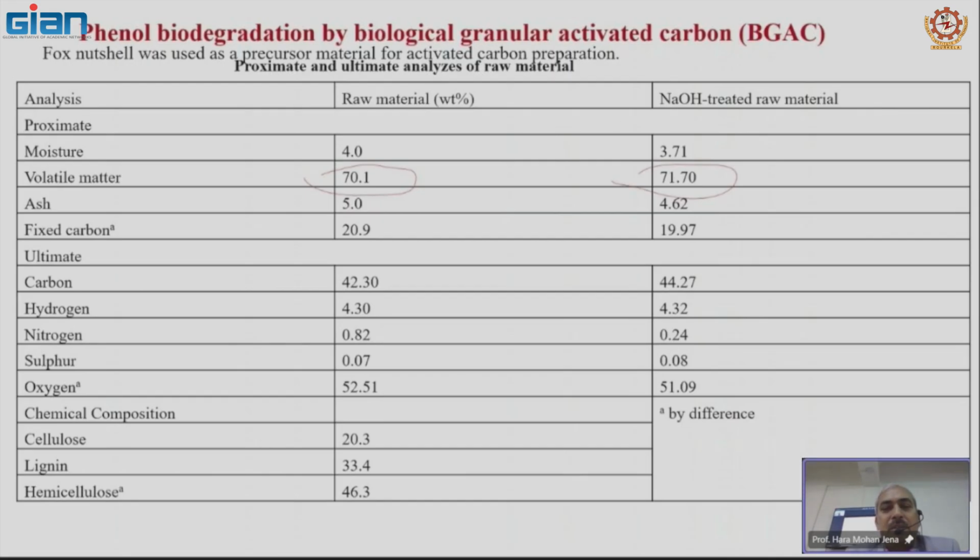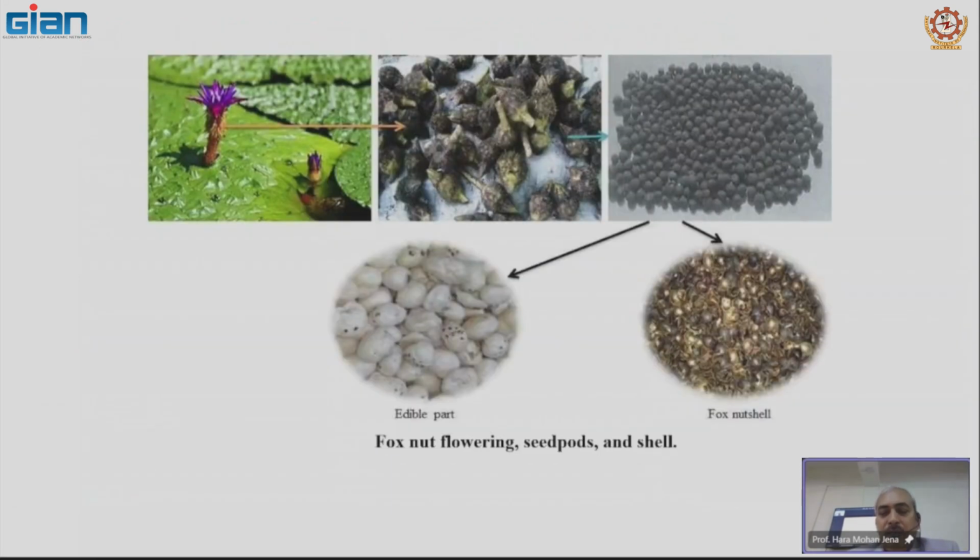Mainly the activated carbon is prepared from different sources. Carbon was 42% to 44% only when it was treated with the alkali, that is sodium hydroxide. What is Foxnet cell? We know that it is makhana we use. So makhana is prepared from this seed. This is the makhana, the edible part. Now the cell of that is nothing but the Foxnet cell. That is called Foxnet. So this is the organic waste. So from this organic agriculture waste, the activated carbon is prepared.